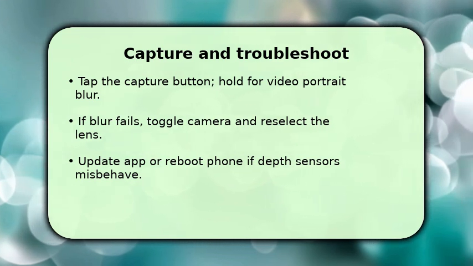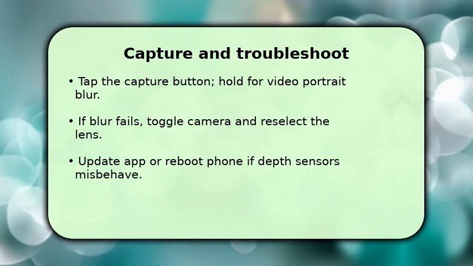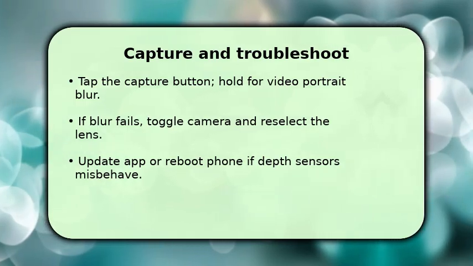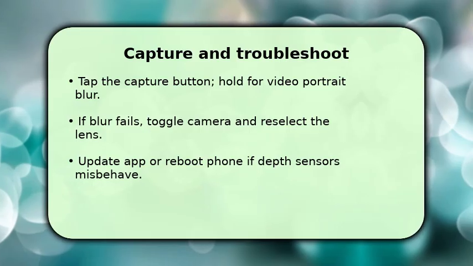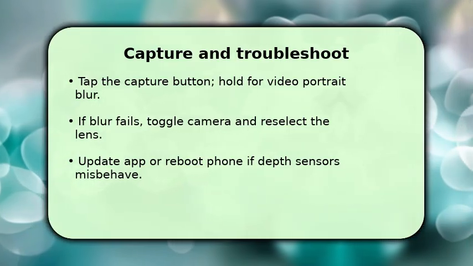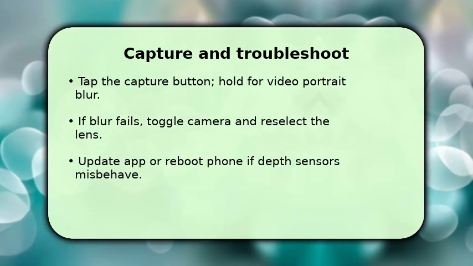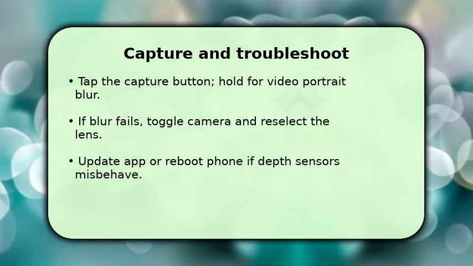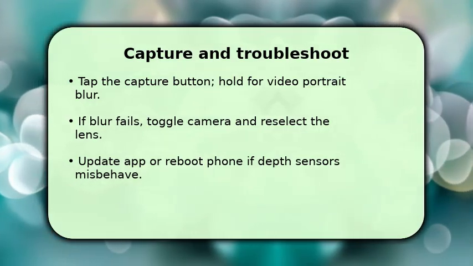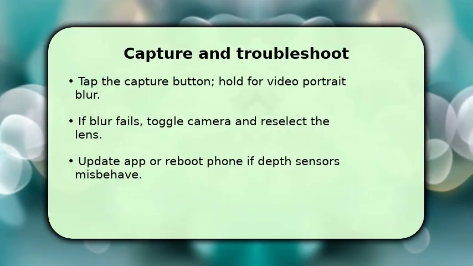If the background blur doesn't appear, switch cameras, reselect the lens, or close and reopen Snapchat to force reinitialization. Make sure your iPhone X has the latest iOS and Snapchat. When all else fails, reinstalling the app usually restores depth-capable lenses and resolves permission glitches.